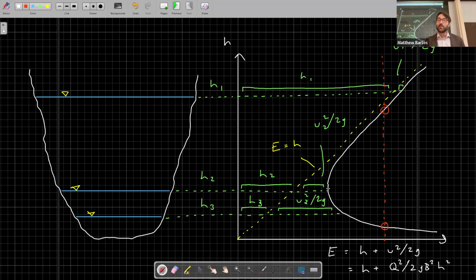Right? At the very extreme point of this curve here, the water is traveling just at a single depth. This point here is called the critical depth. Is this something that you talked about in fluid mechanics? Critical depth, is that something that you covered?